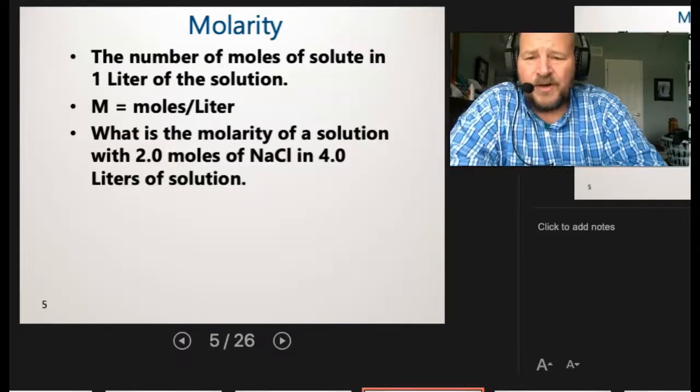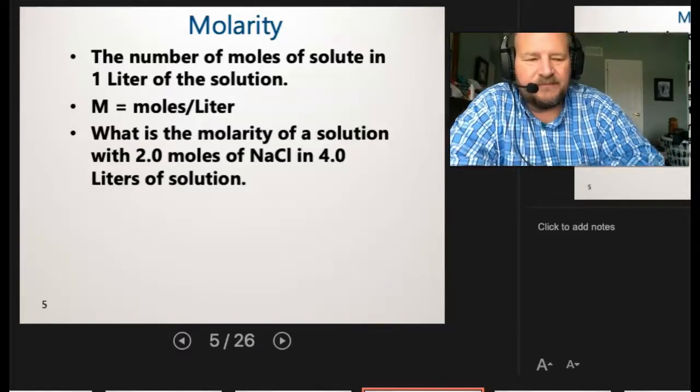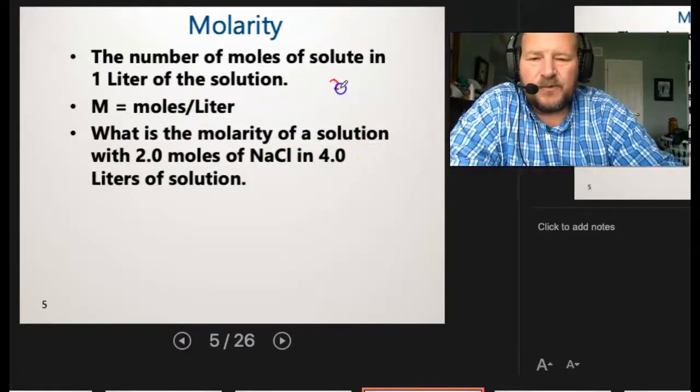Questions here. What is the molarity of a solution with 2 moles of sodium chloride in 4 liters of solution? Okay, so we're going to take 2.0 mole.